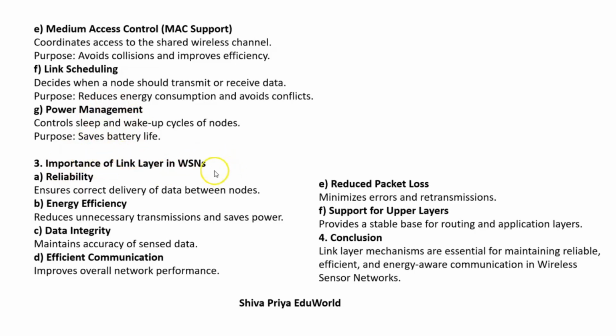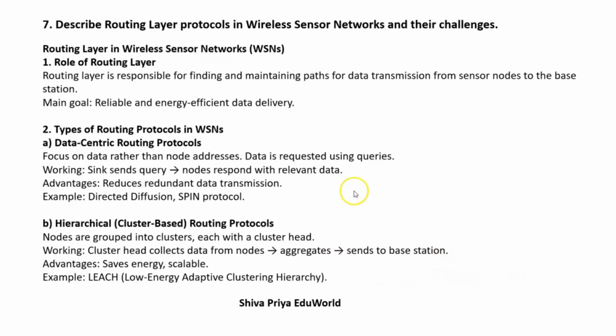The importance of link layer are reliability, energy efficiency, data integrity, efficient communication, reduced packet loss, and support for upper layers. These are all the importance of the link layer. In simple words, link layer mechanisms are essential for maintaining reliable, efficient, and energy-aware communication in wireless sensor networks. Clear? Always write down according to the marks only.